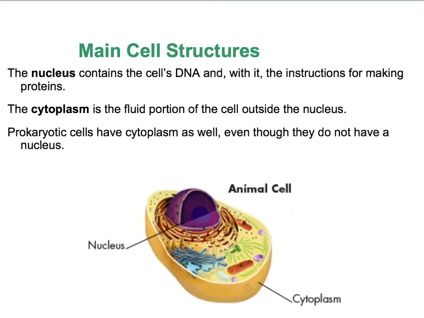The cell is divided into basically two main structures: the nucleus, which contains the cell's DNA and with it the instructions for making proteins, and the cytoplasm, the fluid portion of the cell outside the nucleus. That would be this whole area where all the other organelles float around. And we have the nucleus here in the middle. It's important to remember that prokaryotic cells have a cytoplasm, but they do not have a nucleus. Their genetic material, their DNA, just floats around inside the cytoplasm.